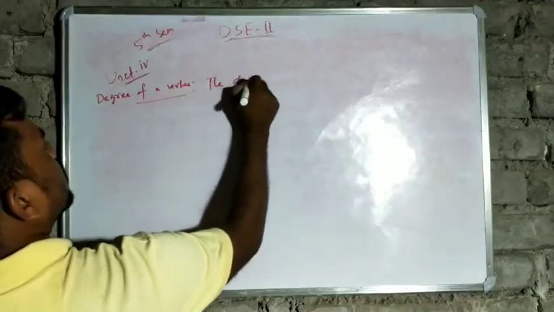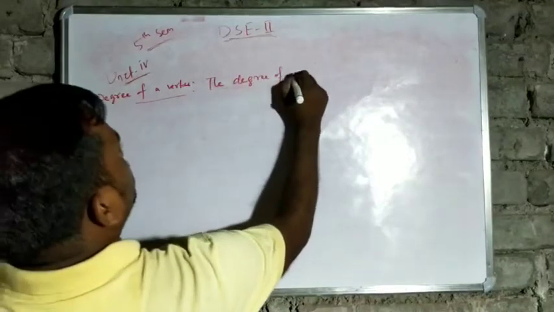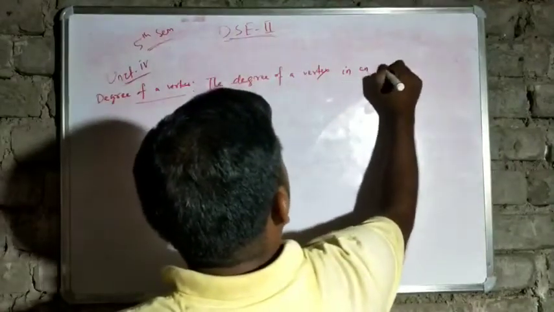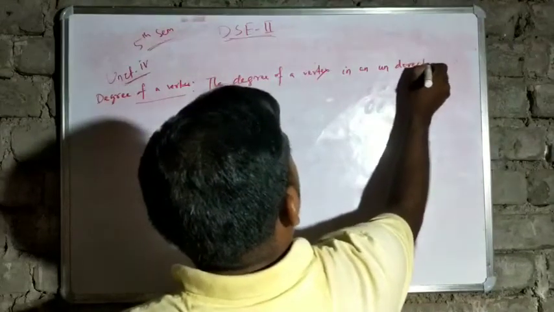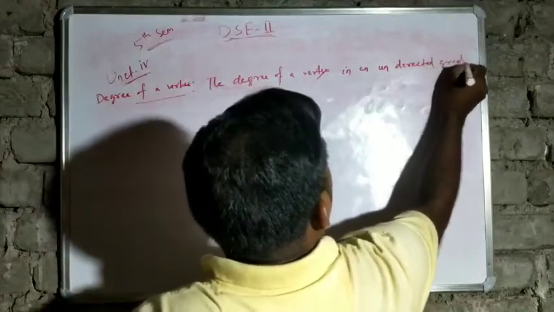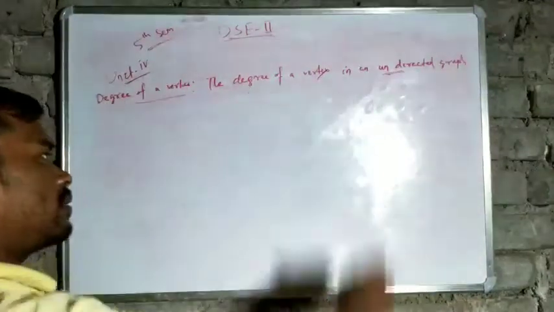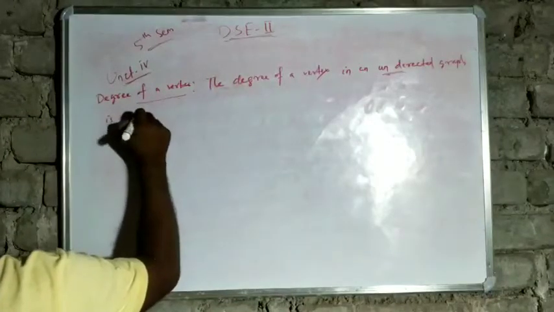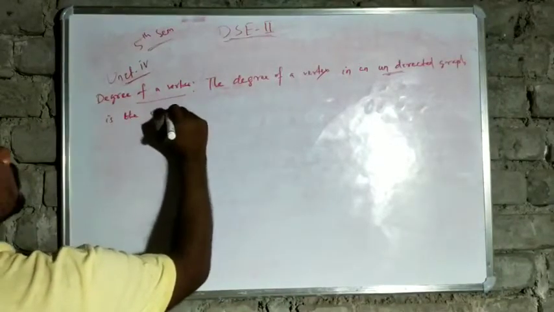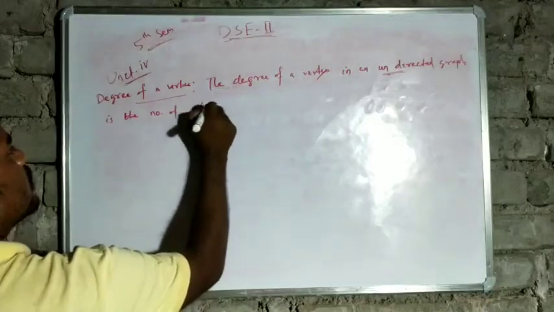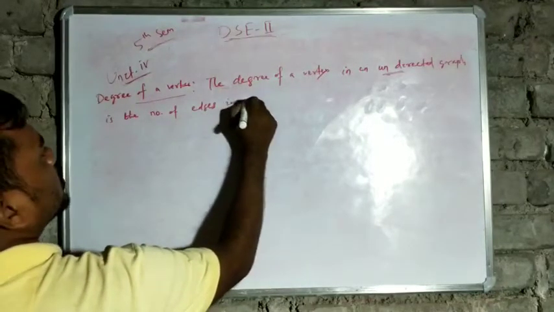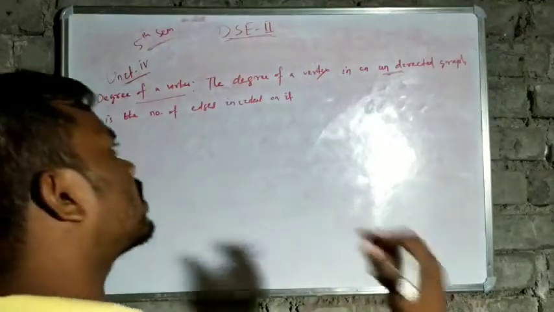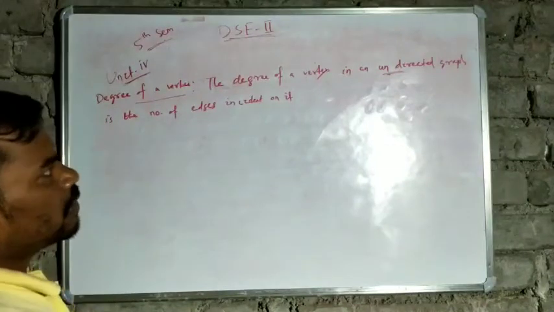The degree of a vertex in an undirected graph is the number of edges incident on it. Okay, the number of edges incident on it is the degree of a vertex.